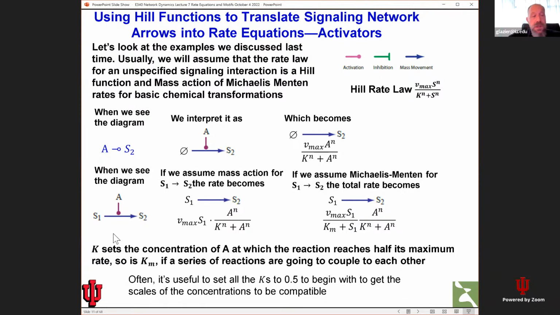If we saw the diagram S1 goes to S2, and that is regulated by A, promoted by A, then we will assume to begin with that we have either mass action, in which case with no regulation the rate of reaction would just be Vmax times S1, or perhaps a Michaelis saturation of the reaction, Vmax S1 over Km plus S1, in either case multiplied by the regulator, A to the N over K to the N plus A to the N. And so this is actually pretty powerful, and it works surprisingly well.